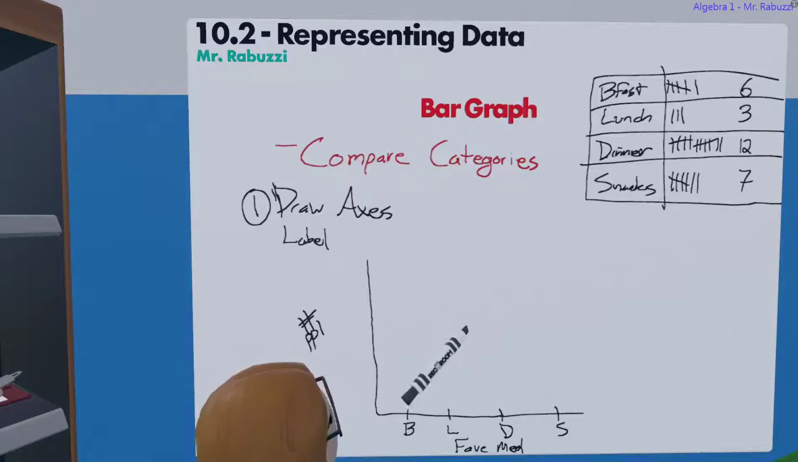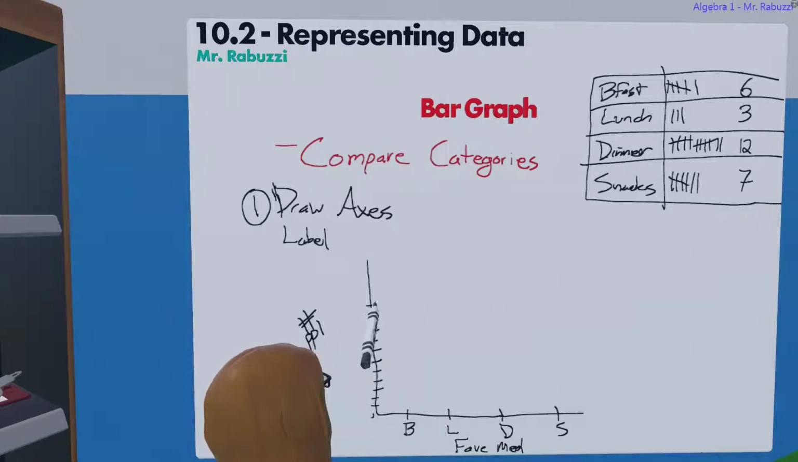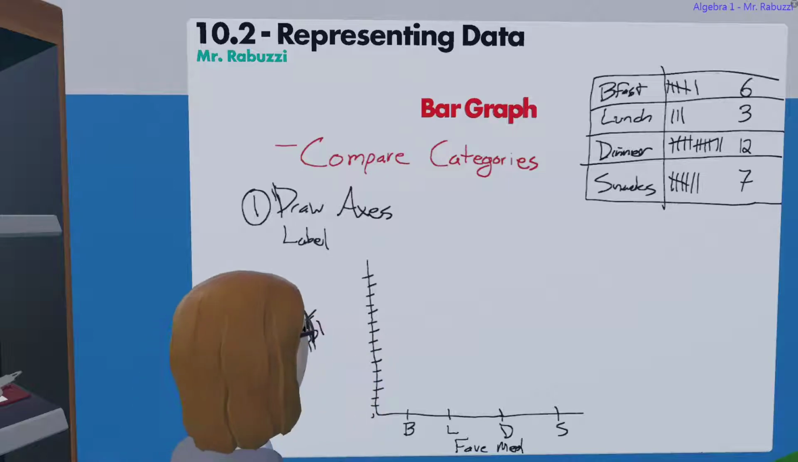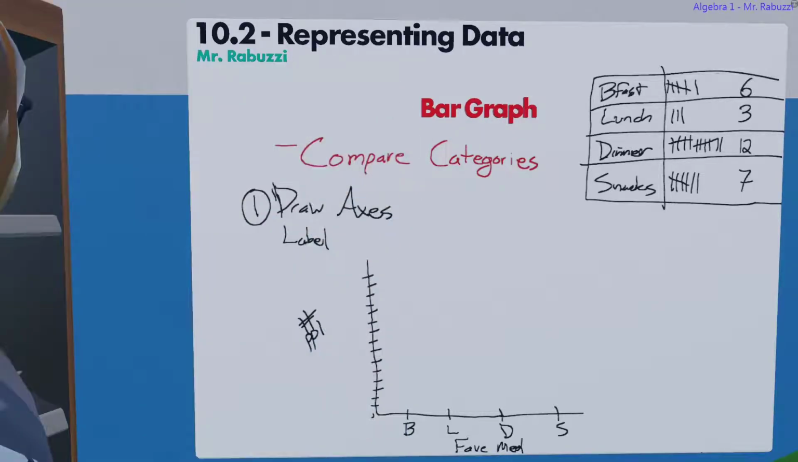So I'm going to say that I can go from 1 to 12. So 0, 1, 2, 3, 4, 5, 6, 7, 8, 9, 10, 11, 12, 13, 14, 15. Give us a little extra space just in case. Okay. Now, a lot of the time, we can make it fancy.